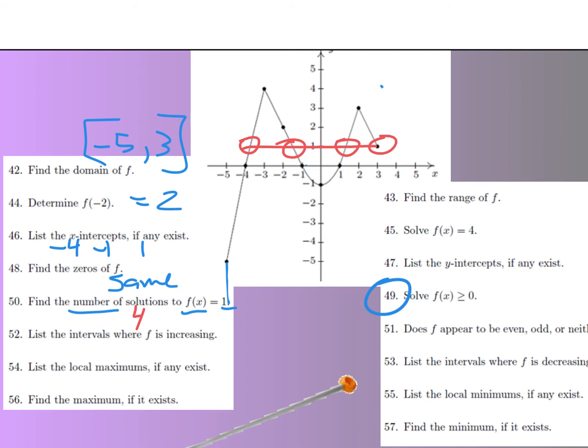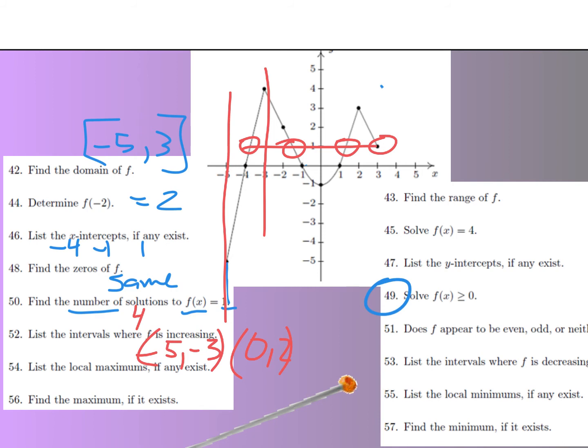Okay. Then the intervals where f is increasing. Well, it's increasing from here to here, which is -5 to -3, and it's increasing one other place. I'd love a volunteer. Let's go with Sylvia. 0 to 2. 0 to 2. Can you verify that one? Nick? Yes. Okay, good.